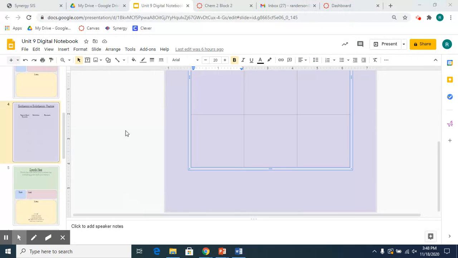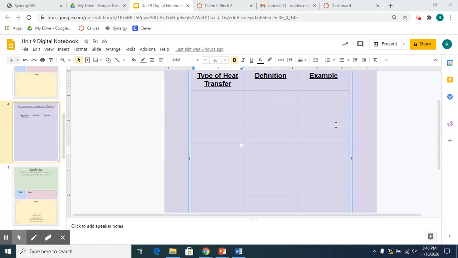So I am going to go over the definitions and talk about some examples. You can just write the definition in this chart instead of in your notes section, and then you can write your example in that as we go. So don't forget to fill out this chart as I go over convection, conduction, and radiation.